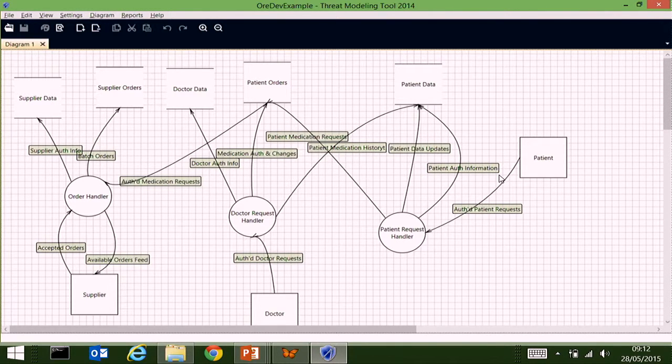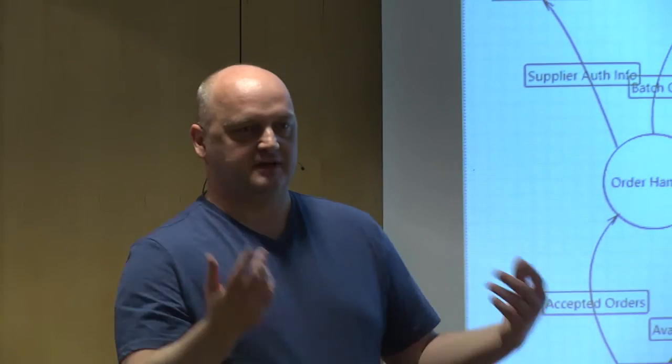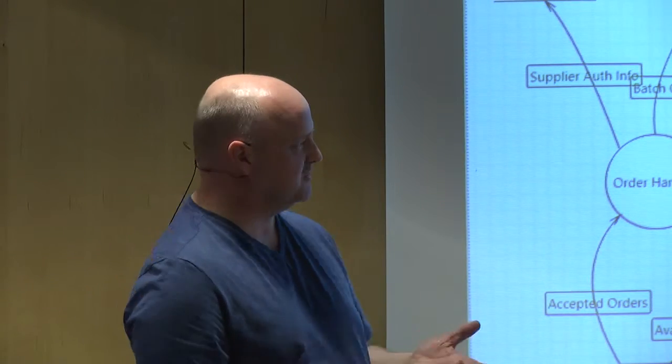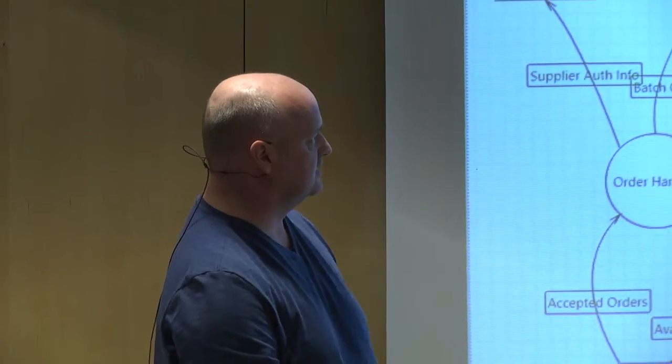But I think if you're going down more than about two levels of this, so this is the highest level. In fact, you could probably have a really high level which just says, we've got some external people, they do some stuff and they get some stuff. But that to me is not particularly useful, so I tend to go at this level initially.